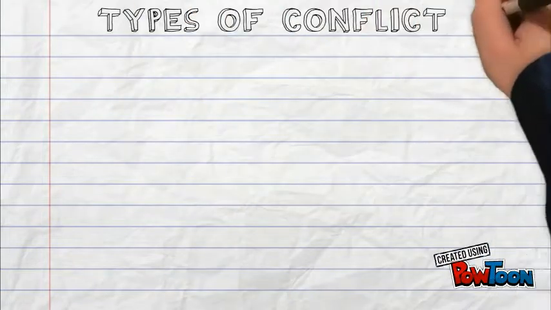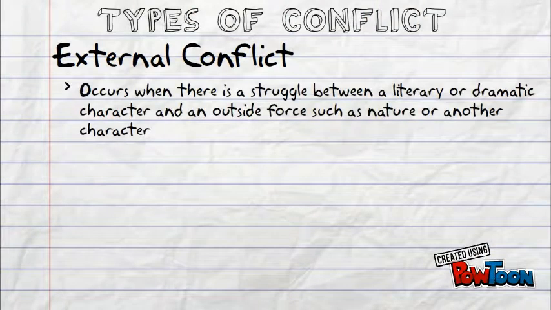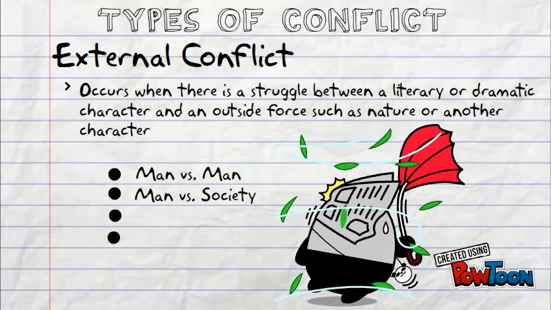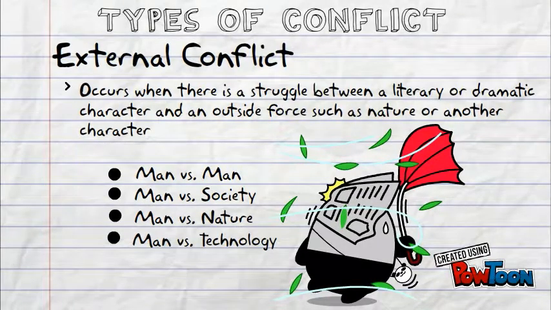Another type of conflict is external conflict. External conflict occurs when a character is faced with some kind of outside force such as nature or another character. Man versus man, man versus society, man versus nature, and man versus technology are four different types of external conflicts.